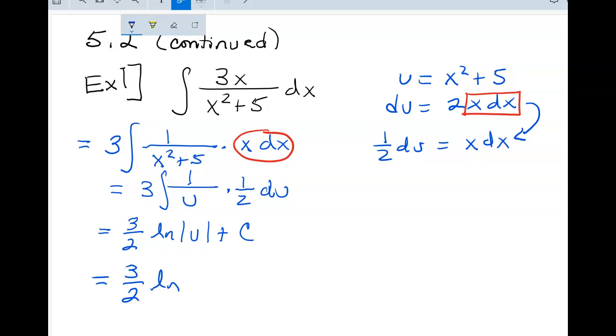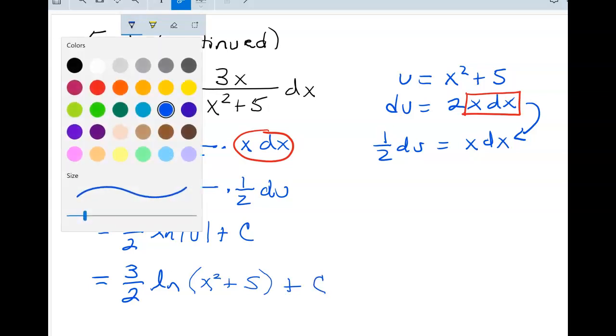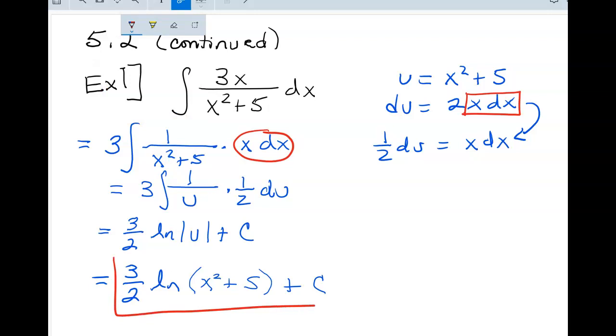Now, x squared plus 5 is a quantity that is always positive, so you'll notice answers that don't have absolute values around them because they're not necessary. In fully simplified form, this is just 3/2 times the natural log of x squared plus 5 plus c, because the absolute value is not necessary around a quantity that's always positive.